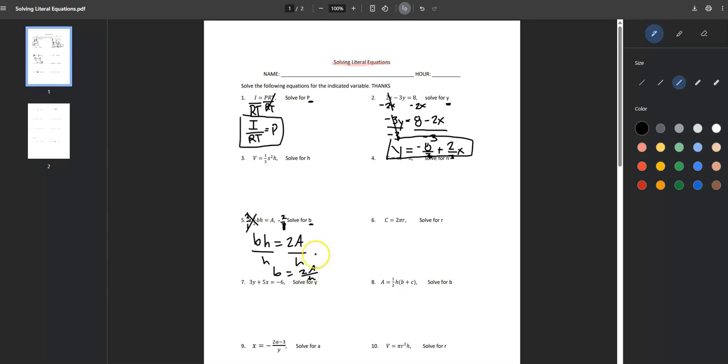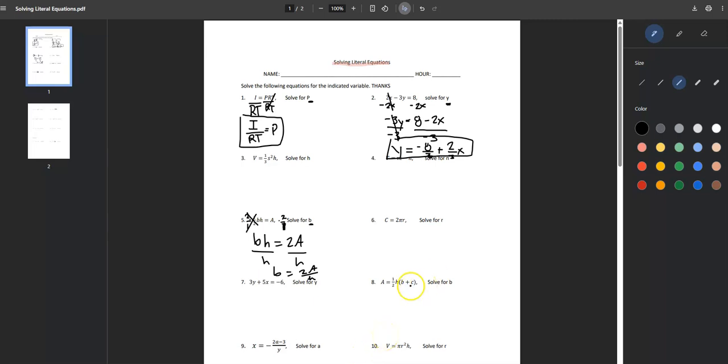And I am finished with that one at that point in time. So this is a lot like the previous thing. We're just solving for specific variables and leaving it as an expression in that way.